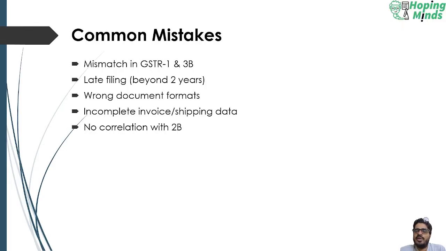Certain documents are required to be uploaded at the time of filing of RFD 01. Such documents should be in proper format and as required by the portal. Then incomplete invoice or shipping data, incomplete records or deficiencies in the documents submitted may lead to denial of refund. Then no correlation with GSTR 2B, that is the refund claimed for inputs does not match with the ITC as per the GSTR 2B returns.